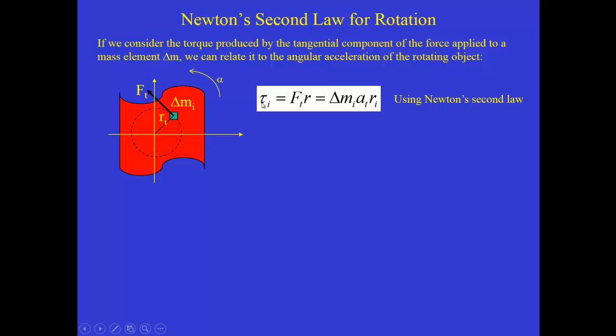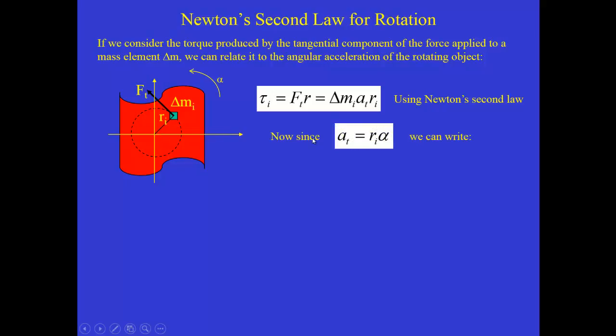Just a moment ago we said that we could write down the torque as the tangential component of the force times the radial distance. For this little mass element, the force using Newton's second law is equal to the mass times its acceleration in the tangential direction, and r is equal to r sub i, the distance of that mass element away from the axis.